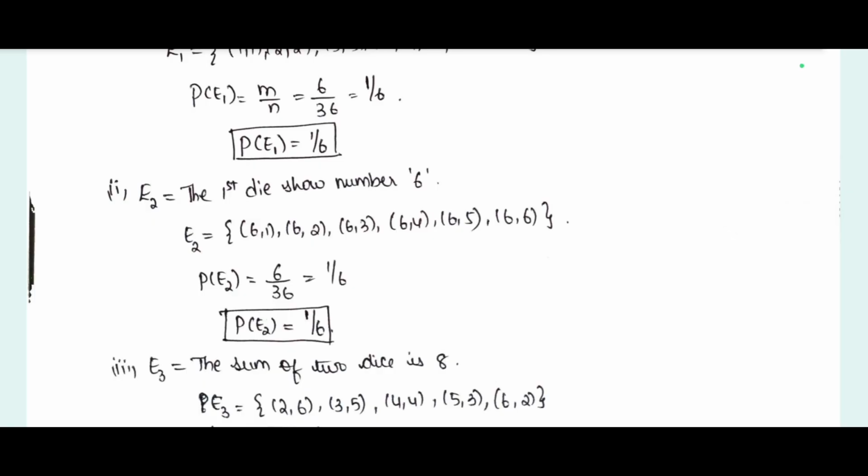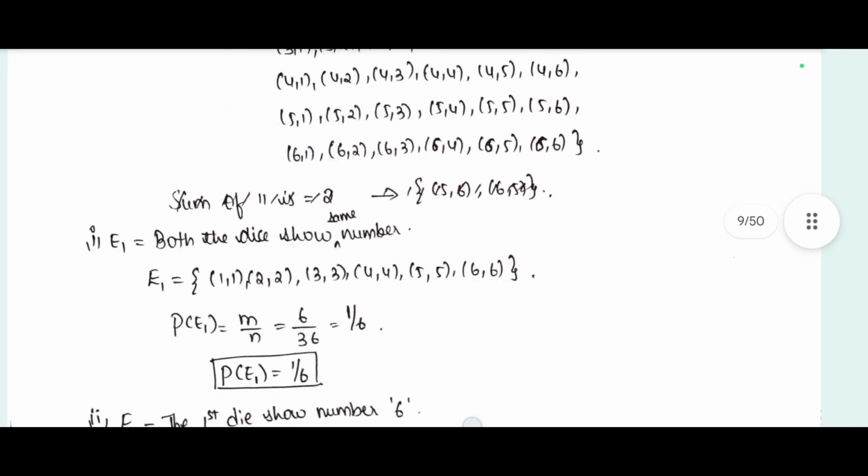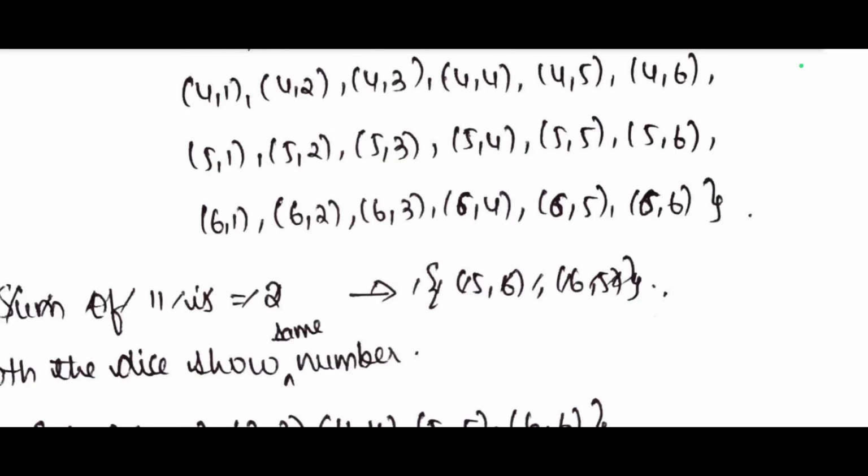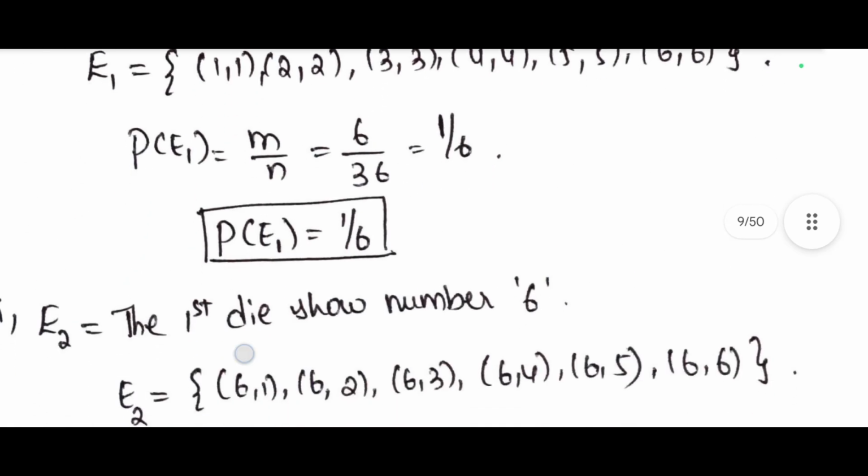Next, the first die shows the number 6. How many favorable events are we getting? In that question we have 6 cases. The first dice should contain the number 6, and the second dice may have any other number. How many cases exist? 6 comma 1, 6 comma 2, 6 comma 3, 6 comma 4, 6 comma 5, and 6 comma 6. Total number of cases are 6.